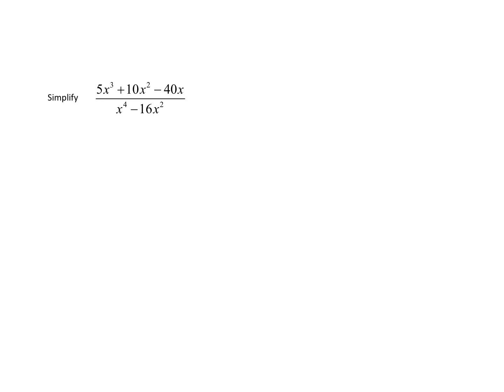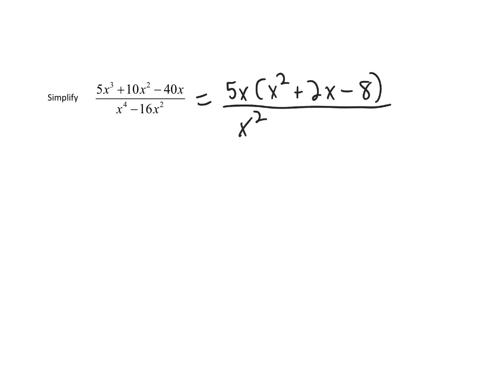This last example is an algebraic fraction that we wish to simplify. Now you'll notice both the top and the bottom do have some factoring involved, so let's start with the factoring. The top one, I can take out 5x from every term, leaving me with x squared plus 2x minus 8. The bottom, I can take out an x squared from both terms, leaving me x squared minus 16.